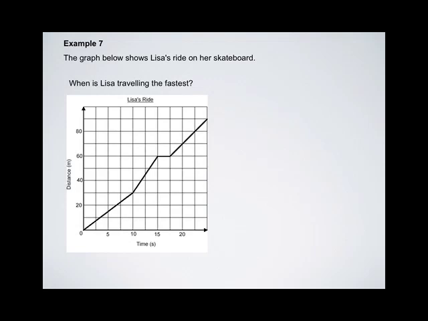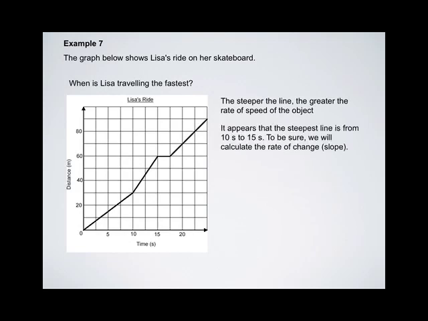To answer this question, we should recall that the steeper the line, the greater the rate of speed of the object. It appears that the steepest line is from 10 seconds to 15 seconds. But to be sure, we'll calculate the rate of change, or the slope. The slope will tell us her speed, so the one with the largest rate of change, or the greatest slope, is going to be the portion where she's traveling the fastest.